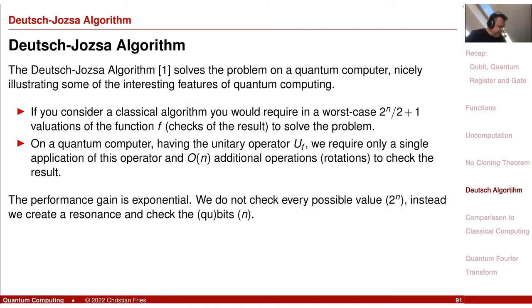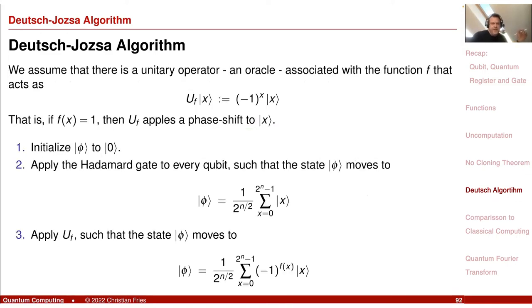So that's just a summary of what I said. If you consider a classical algorithm, you would need 2 to the power of n half plus 1 evaluations, or tests, so checks of the result, to solve the problem. And here we find an algorithm that only requires order of n additional operations in addition to evaluating the function using a unitary operator. So that's one additional operation. I assume I have the function in terms of a unitary operator. So this performance improvement is exponential.